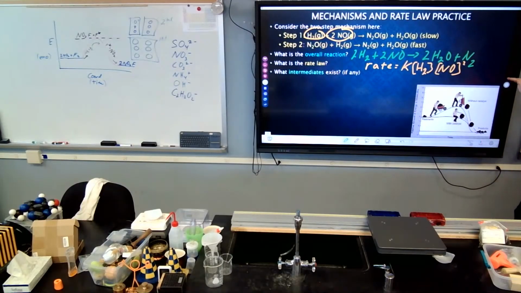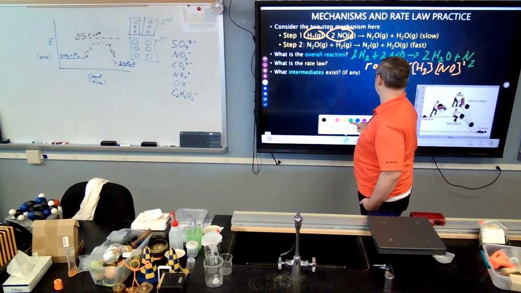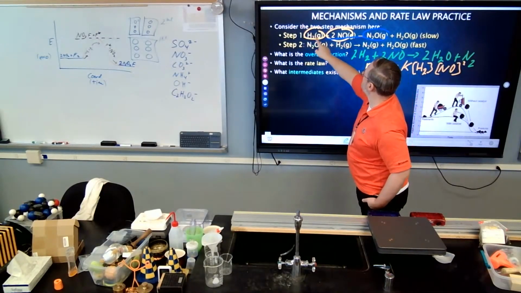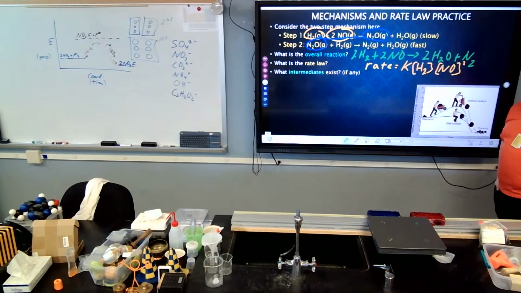Are we happy with the rate law? Yes. Next, intermediates. N2O. You make it, and then you consume it. You add hydrogen twice, right? You add H2. Wouldn't that affect the rate law? Only the slow step matters for the rate law. Basically, it's like back to our thing with the guy with the sweater. Only the slow step plays a role in slowing the reaction down.